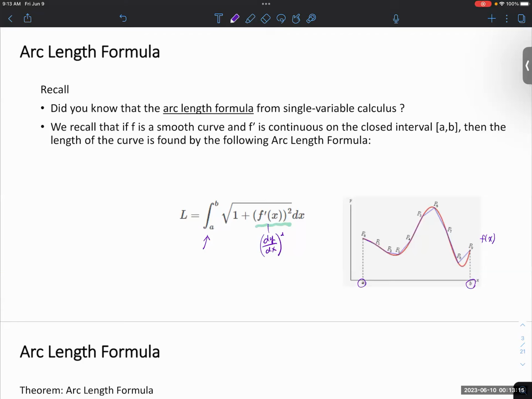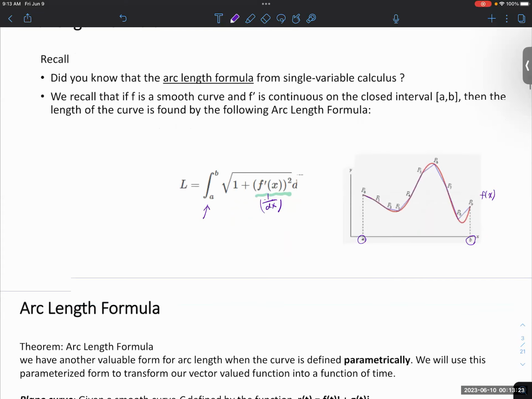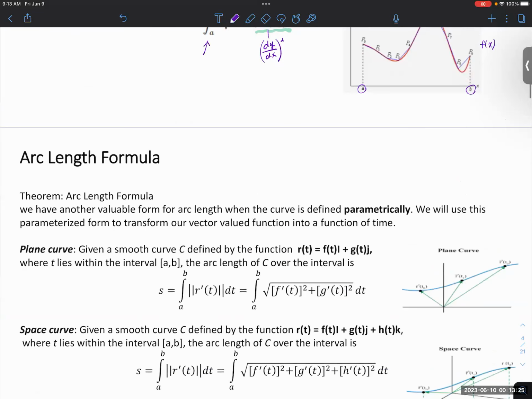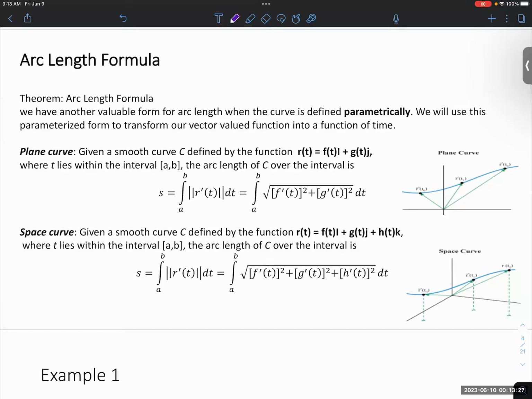What we're going to do here is the similar thing. Let's go down slowly. This concept develops the same way. What if we have a vector? If you remember, we have two kinds of curves. One is a plane curve, where you are dealing with two components of the vector. And we have a space curve, where you are dealing with three components of the vector.